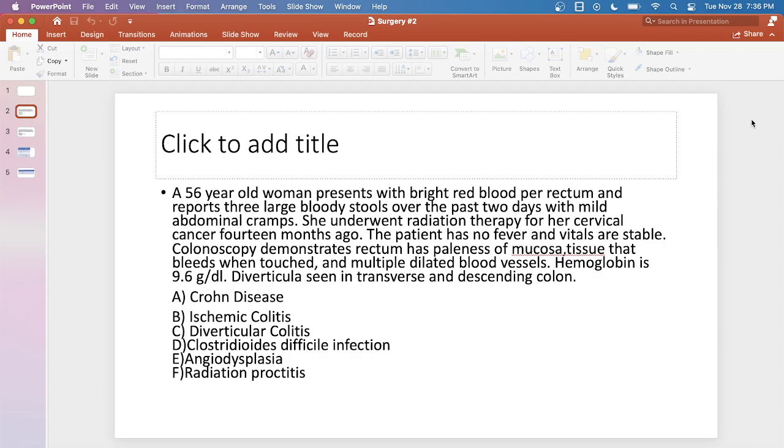Vitals are stable. Colonoscopy shows that the rectum has paleness of the mucosa, tissue that bleeds when touched, and multiple dilated blood vessels. Hemoglobin is 9.6. Diverticula are seen in the transverse and descending colon. The answer for this one's going to be radiation proctitis.